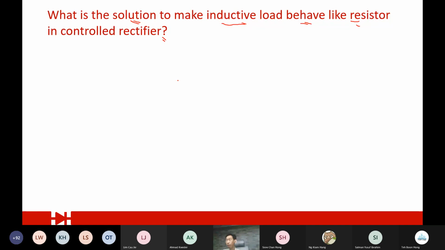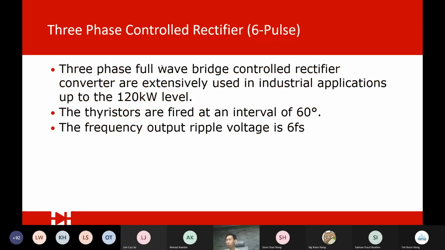Okay, the next one will be the three-phase controlled rectifier. Sometimes we call it a 6-pulse rectifier. Again, it is used in industrial applications, usually over 100 kilowatts.